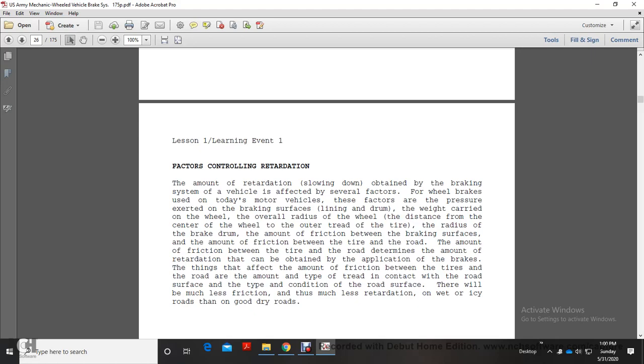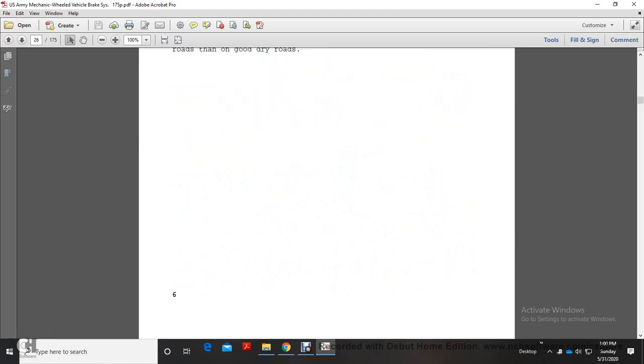This is in effect for the amount of friction between the tires and the road: the amount and type of tread in contact with the road, and the type and condition of the road surface. A wet or icy road has much less friction, thus much less retardation, than a good dry road.